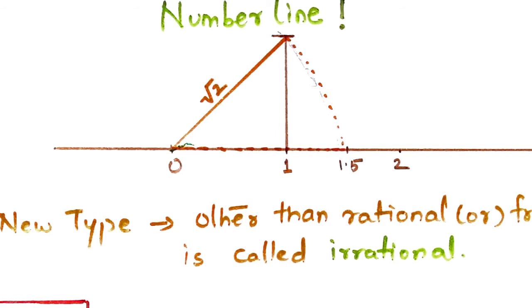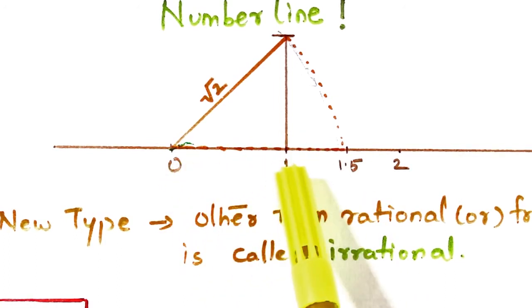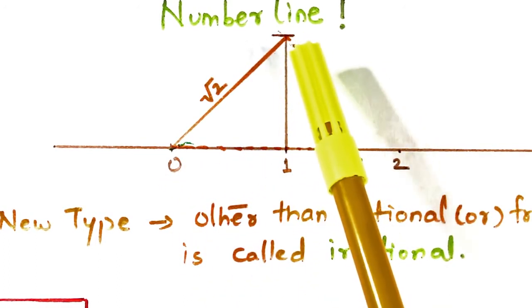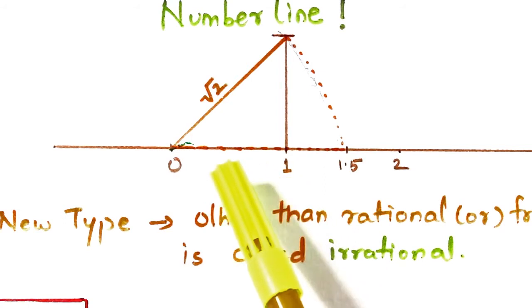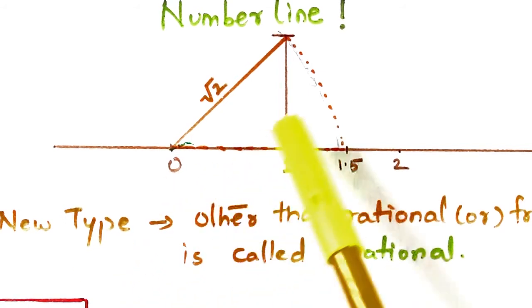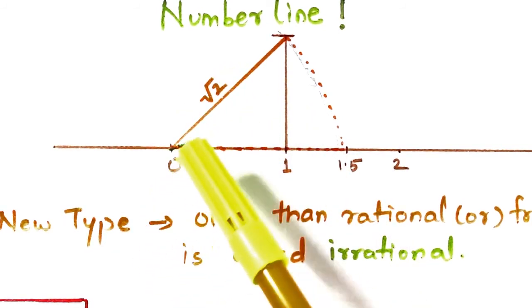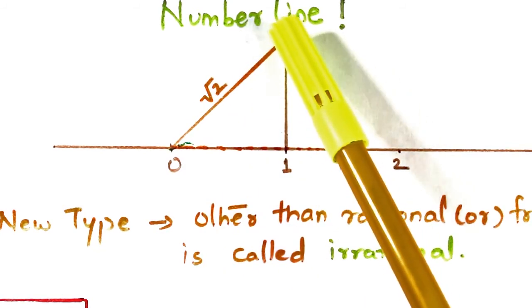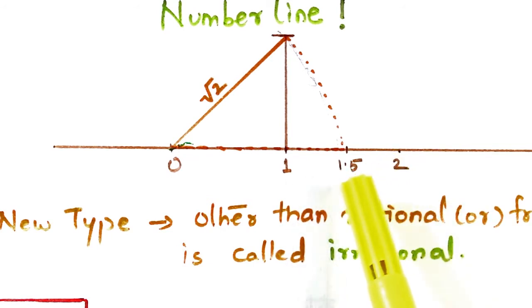For that, take a number line over here. We got a number line over here. The side of a triangle here is equal to 1, and this side is also equal to 1. So we've got both sides equal to 1, and by Pythagoras theorem, as we have seen earlier, we are getting this equal to root 2. Alright, now take a compass, measure this line and try to draw it over here. Now as you can see, it is a bit less than 1.5. It is somewhere before 1.5.